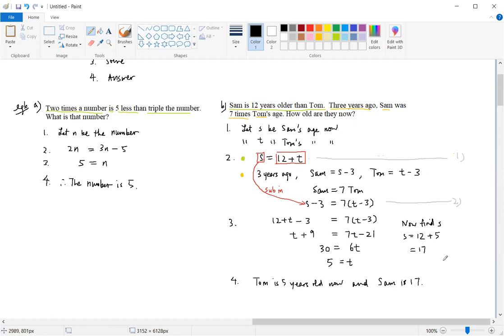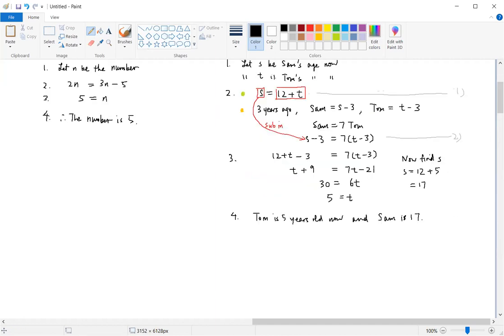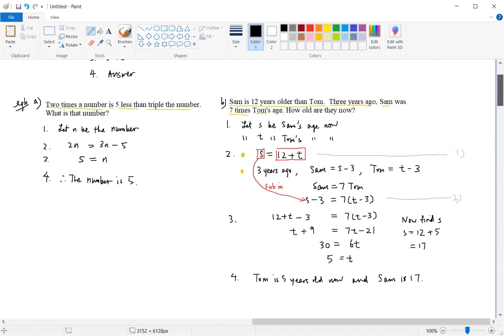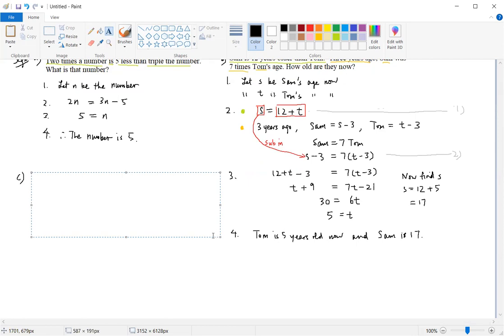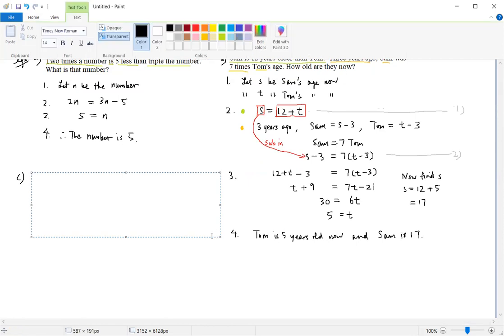Everything clear here? Anyone not done? Okay, let me squeeze it in here. Use this much space.